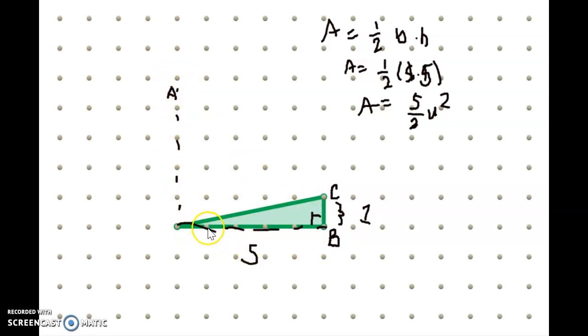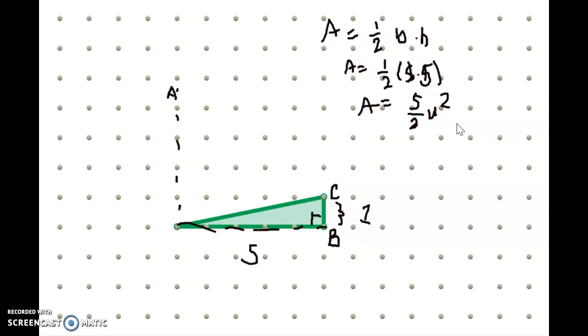And here we can also see that this triangle has a height of 5 units and a base of 1 unit, which means it is exactly the same as the triangle we found before.